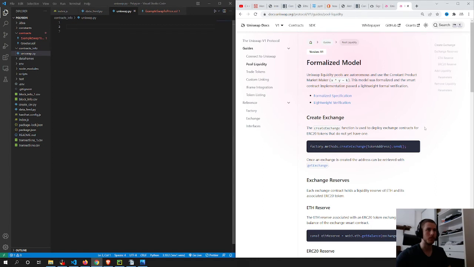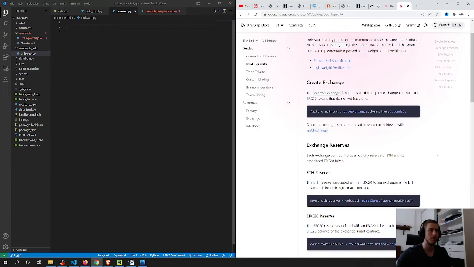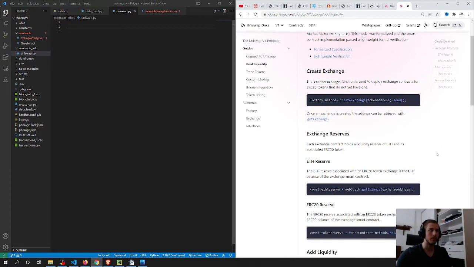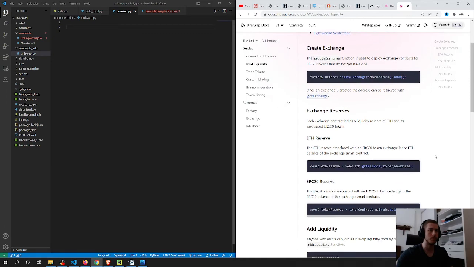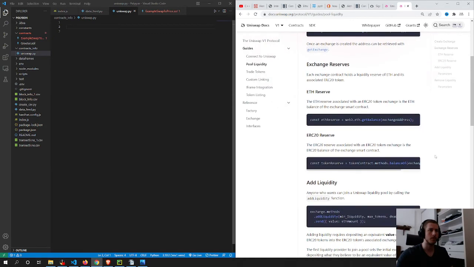Last model, Uniswap liquidity pools are autonomous and use a constant product market maker. This model was formalized in the smart contract implementation and passed a lightweight formal verification. The create exchange function is used to deploy exchange contracts for ERC20 tokens that do not yet have one.